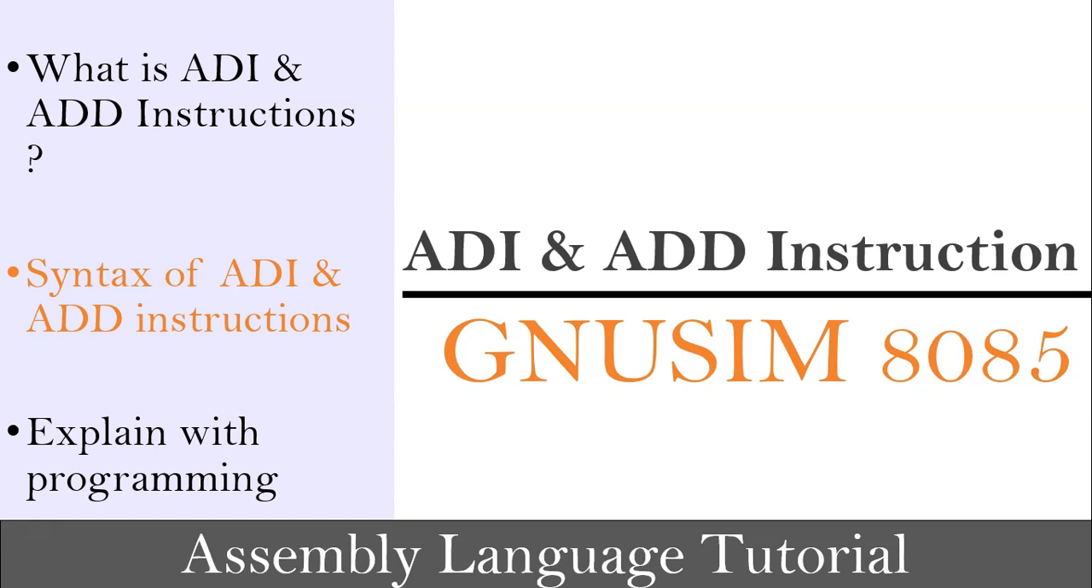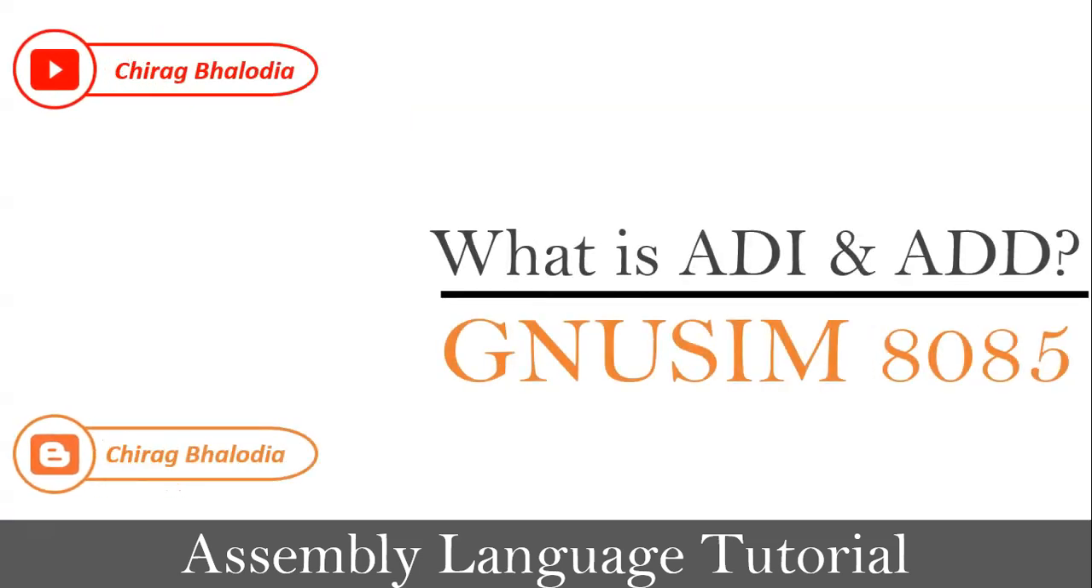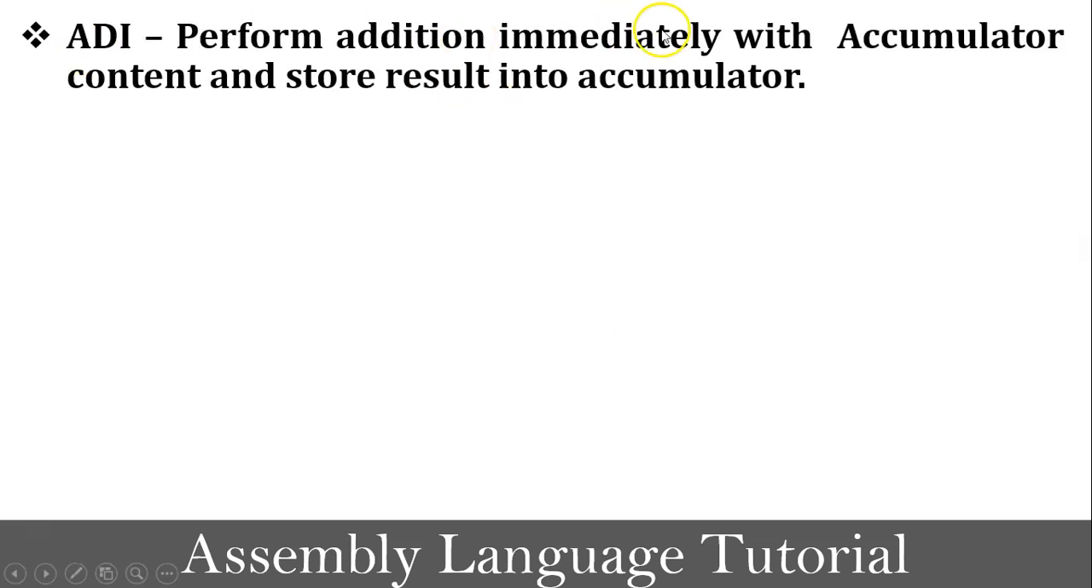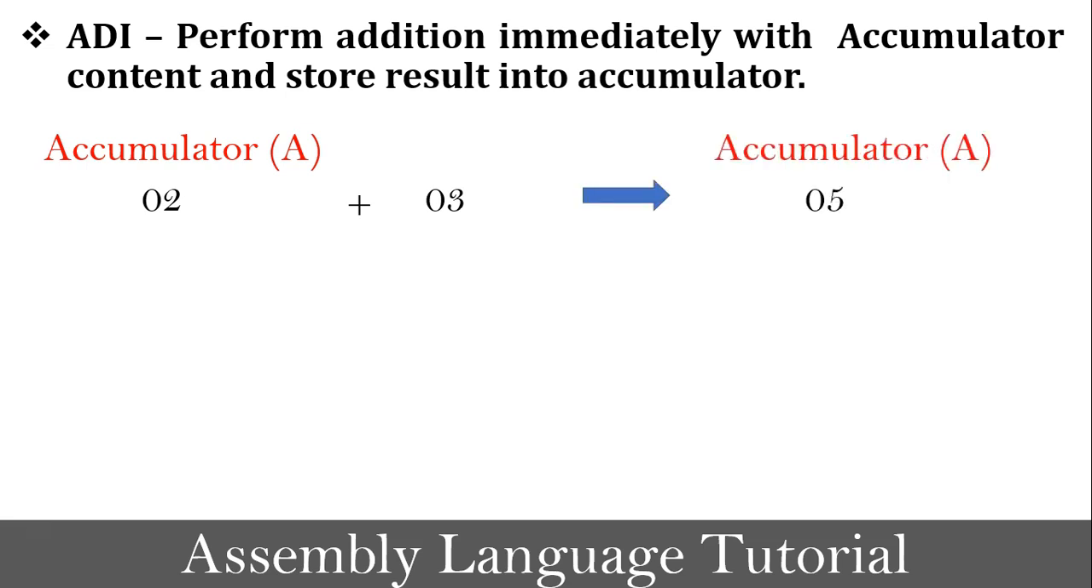Let's start with the first topic, what are the ADI and ADD instructions in Microprocessor 8085. The meaning of ADI is to perform addition immediately with the accumulator content and store the result into the accumulator. Let's take an example to understand the ADI instruction. For example, the value 2 is stored into the accumulator, and now I want to perform addition with the accumulator value. The other value is 3. So now 2 plus 3 is equal to 5, which is stored into the accumulator. So after performing the addition, the accumulator content is 5, because it is the final result of this addition, which is stored into the accumulator.